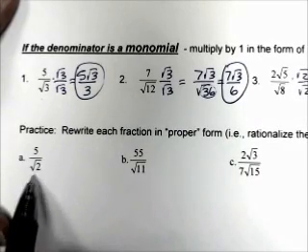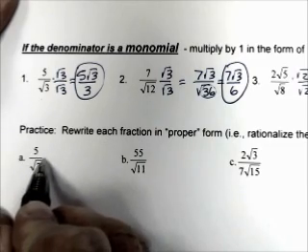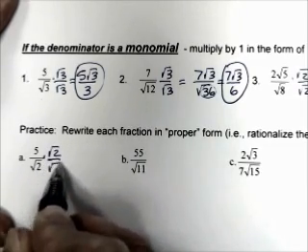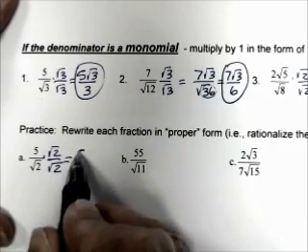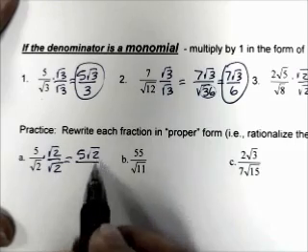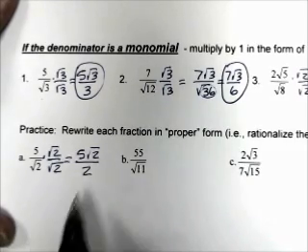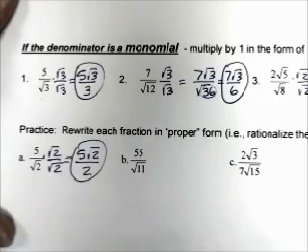Okay, 5 divided by the square root of 2. We need to rationalize this denominator, so we'll bring it up to the square root of 4 by multiplying by 1 in the form of square root of 2 over square root of 2. So we have 5 square root of 2 over 2. This fraction doesn't simplify, so that's our final answer.